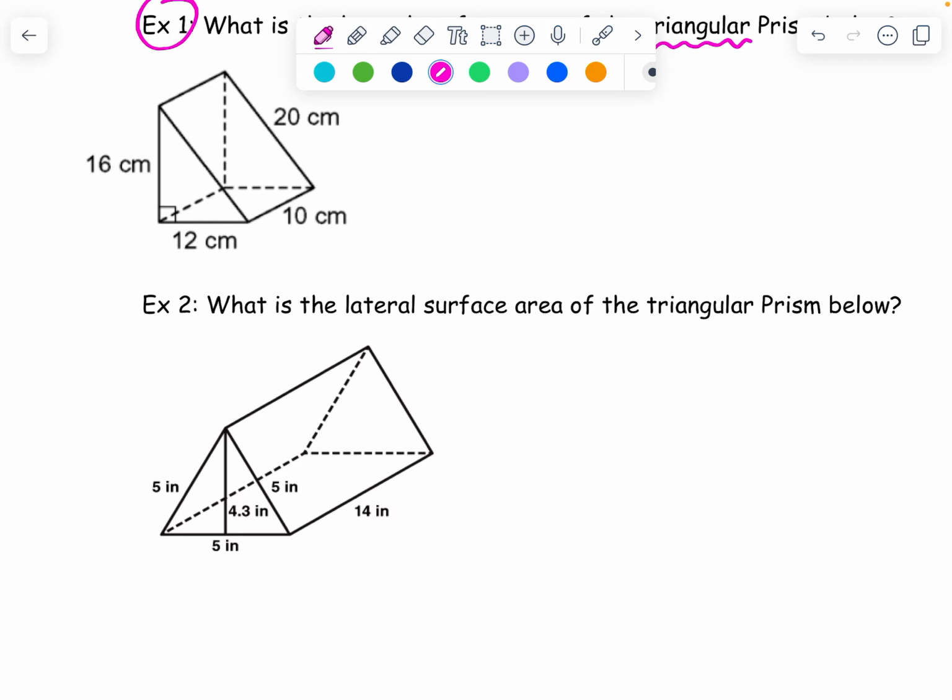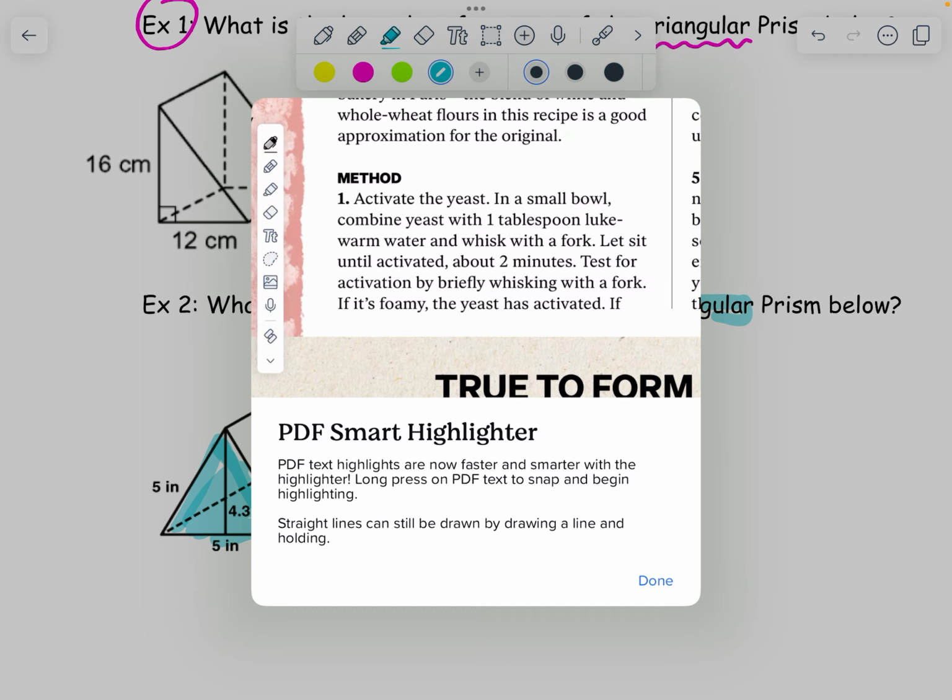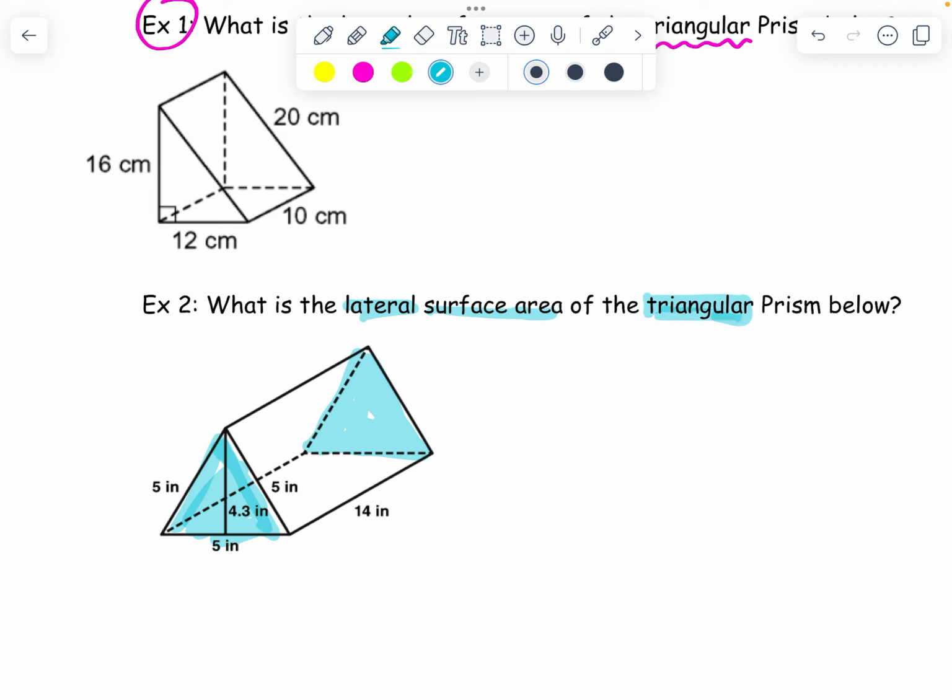Okay, so let's look at example 2. Again, the first thing I'm going to do is highlight my bases, which is a triangle. And it has the two bases. Okay, and then I'm just looking for the lateral surface area. And if you cannot recognize what the shape of the base is, the question usually tells you. So that tells you that this is the triangular base. Okay, then the next thing I'm going to do is identify the height. So remember the line that connects them, that's called your height. And I'm going to circle that because we're going to need it in a minute.